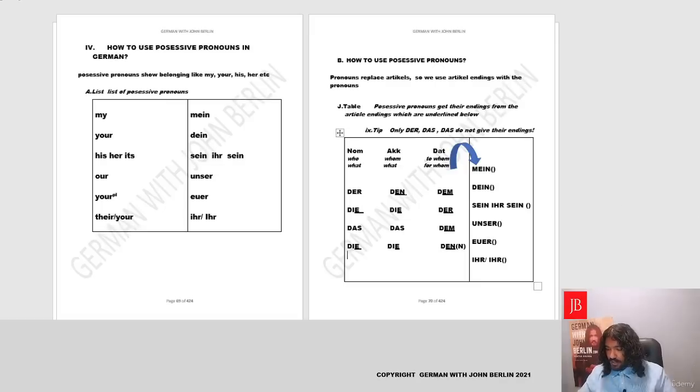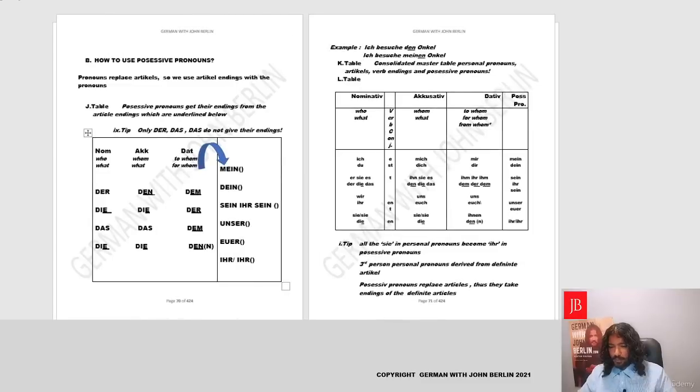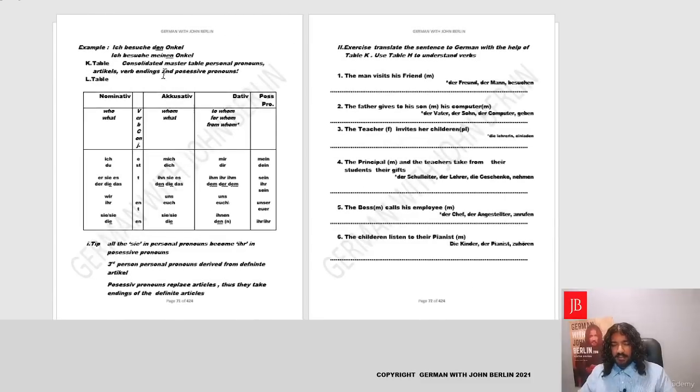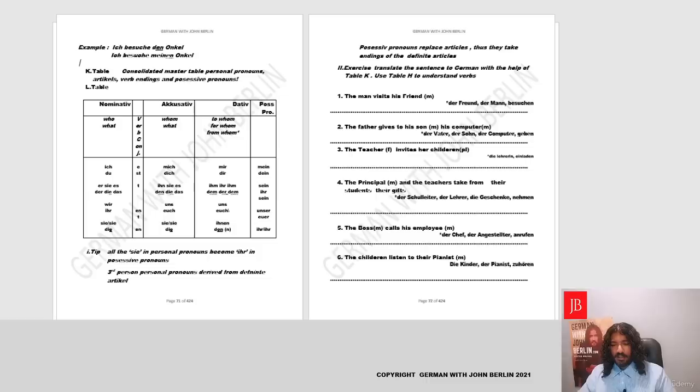Okay, so let's move forward and see what we have here. This is again a consolidated table, which we'll be using for our future references, and in the meanwhile there is a little example here. The sentence says ich besuche den Onkel. I visit the uncle. Ich is who, besuche is the verb, den Onkel is basically whom. We go to whom. Onkel is masculine, so we say den Onkel.